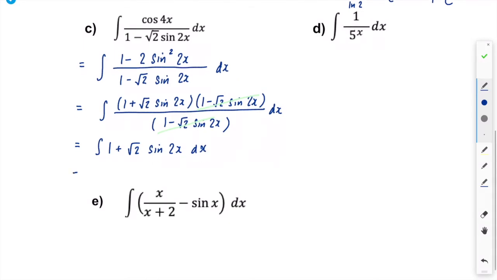And so I know the integral is going to be x for the first term plus the derivative of sine 2x is negative cos 2x over 2. So I need to change this into negative root 2 over 2 plus c.